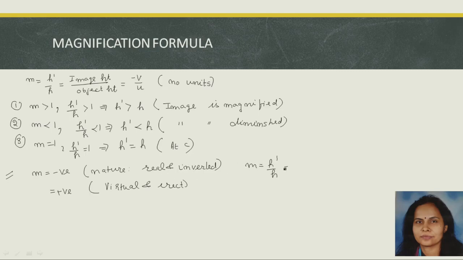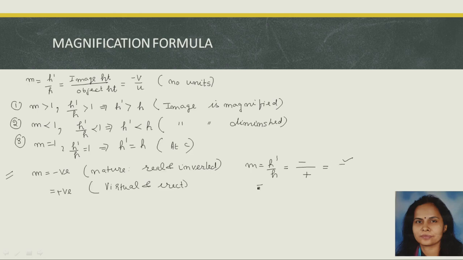So let's substitute the sign convention rules here. So h, that is object height, is always positive. If the image is real and inverted, inverted means below the principal axis, that means negative. So in totality, the answer will be negative here. So if it is negative, the image is real and inverted.